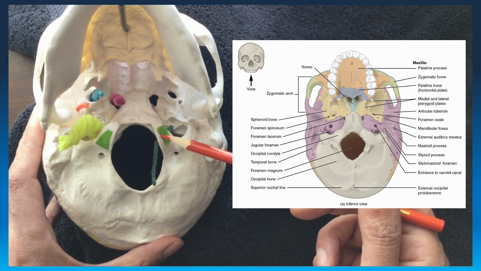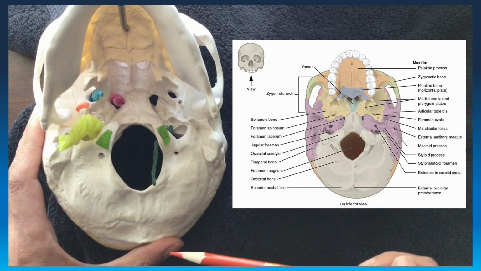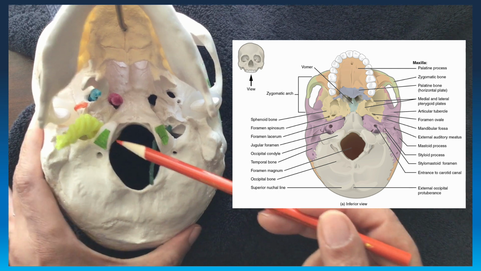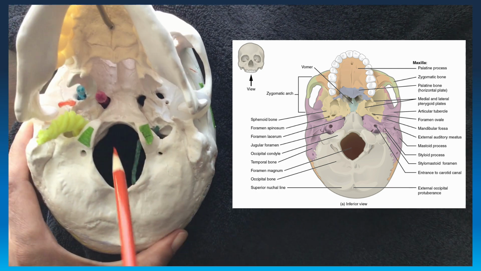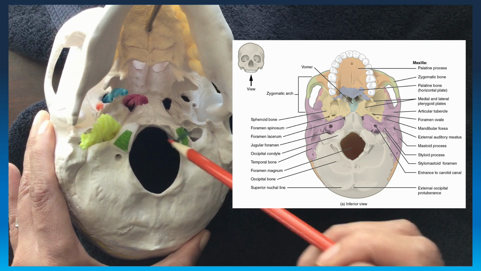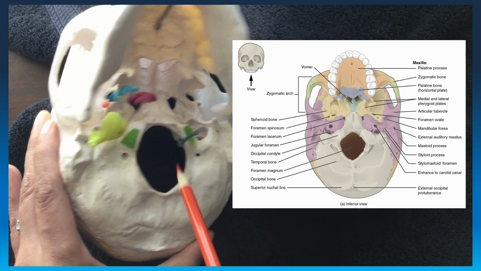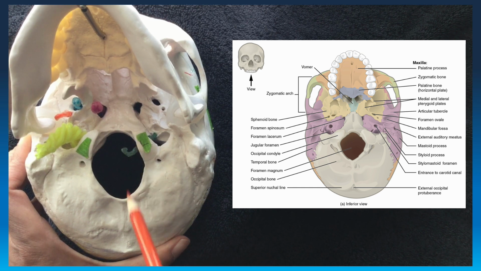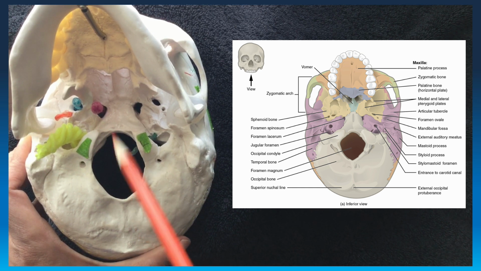All right, and so then by the occipital condyle, you'll see under here, we've got this green structure, and that is your hypoglossal canal, right?